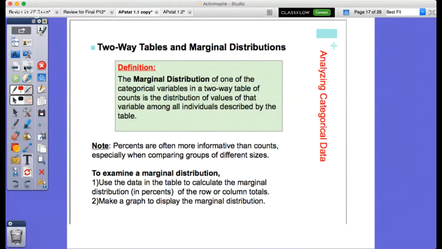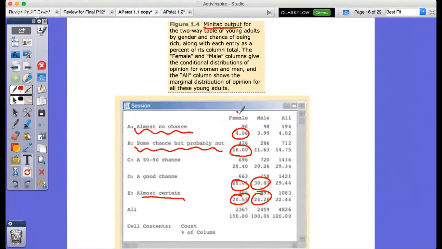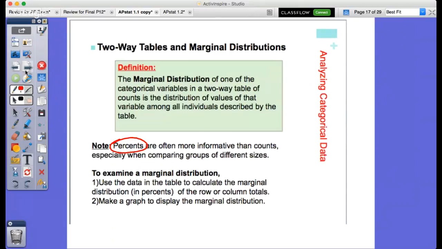Now, as we look at marginal distribution, we relate it to categorical variables in a two-way table of counts, and it is the distribution of values of that variable among all individuals described by the table. We could refer to this as our percents, okay? So a lot of times when I look at this, percents, just like I stated over here, if I gave you a count of 96 and 98, or 486 and 597, a lot of times it's a lot harder to see, and percents are able to share a little bit more of the story than do counts.